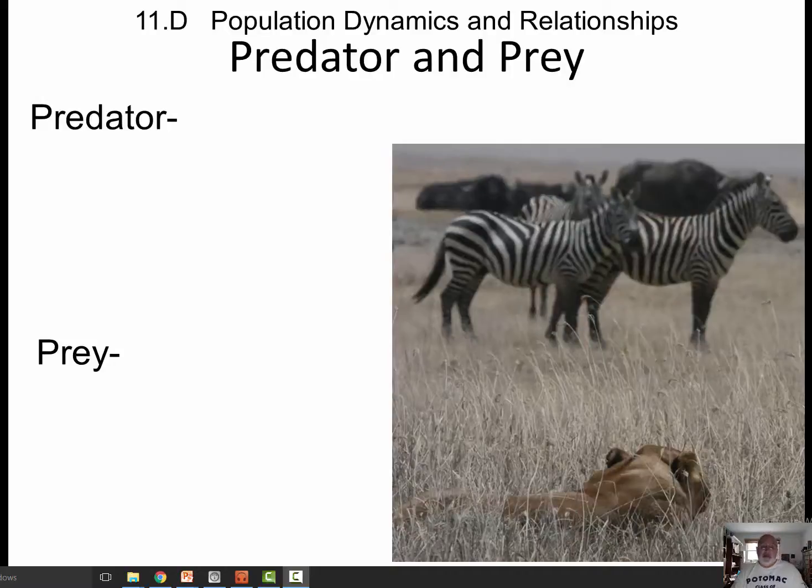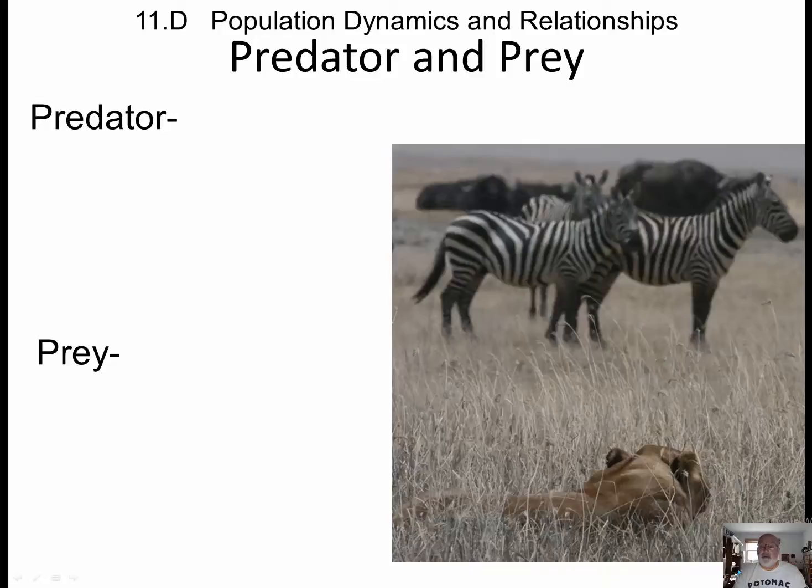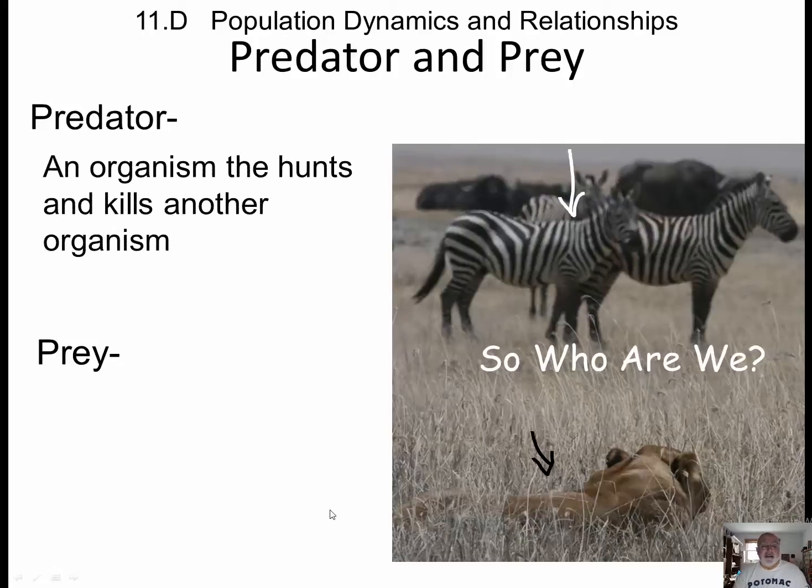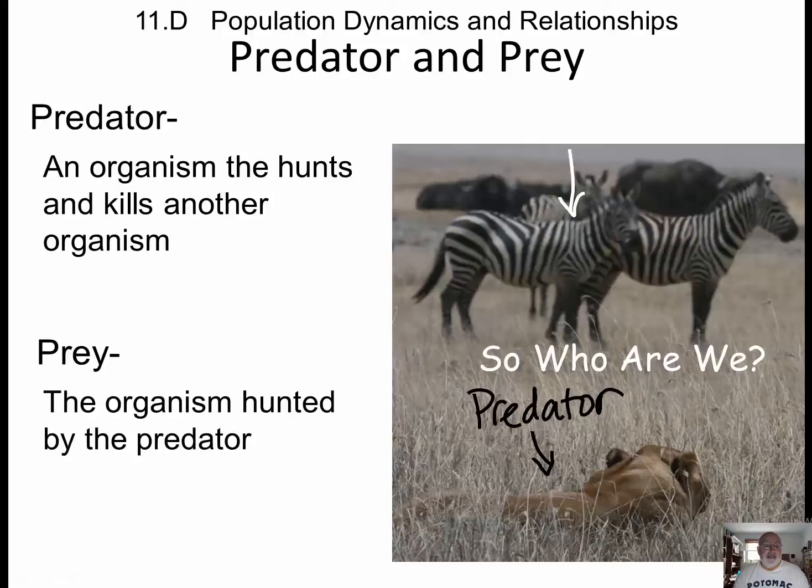This is going to be about population dynamics and how they actually relate to one another. Predator and prey is the first slide, and we basically have a picture of two critters, and I'm asking you which one is the predator and which is the prey. Predator is the organism that hunts and kills other organisms, so that has to be that lioness. And the prey is the organism that is hunted by the predator, which has to be that zebra.